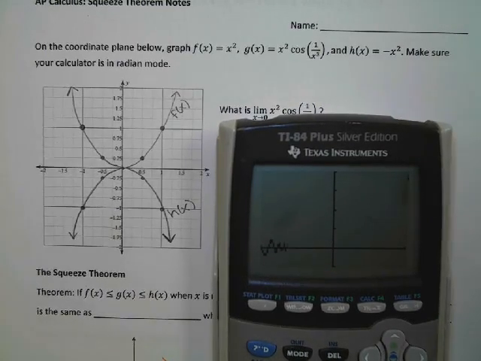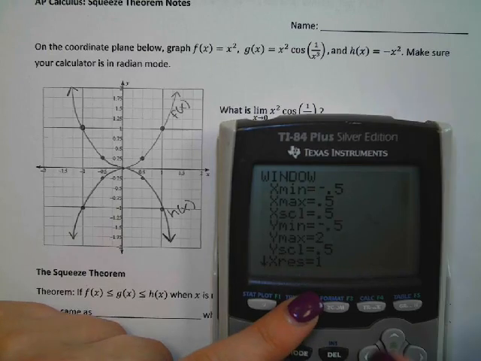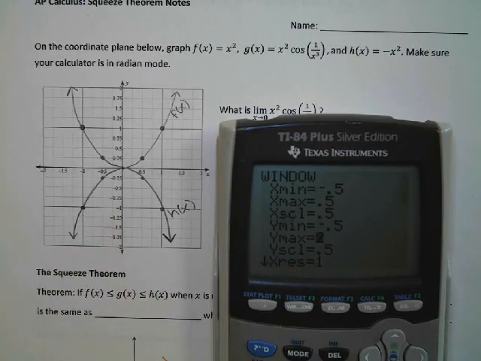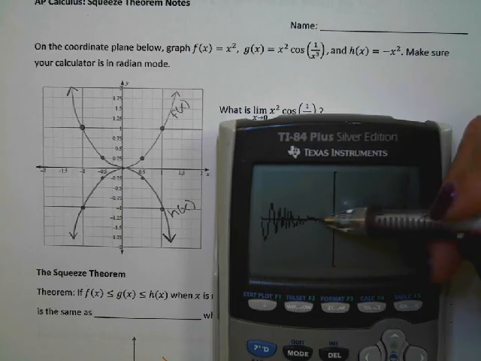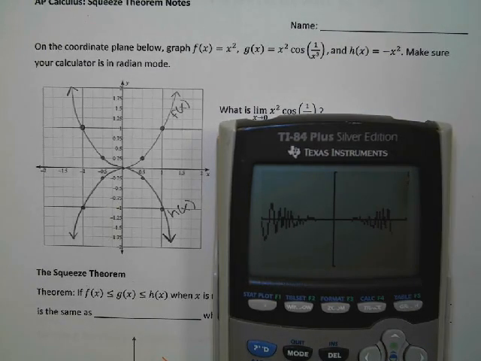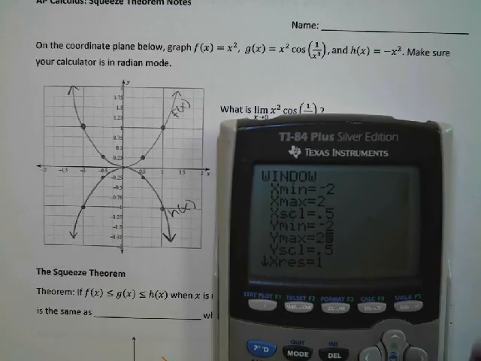Looks like I missed it one of the ways. There we go. So you can see that when you zoom in, you really see that oscillation. Our calculator's having a hard time with those decimals and getting all that accuracy in there, but you can basically see what's going on. So I'm going to go ahead and zoom back out.